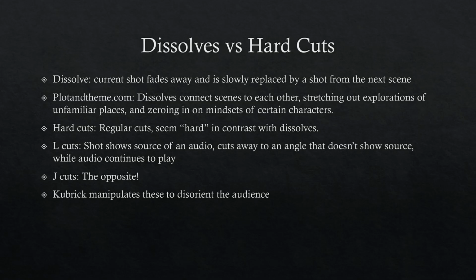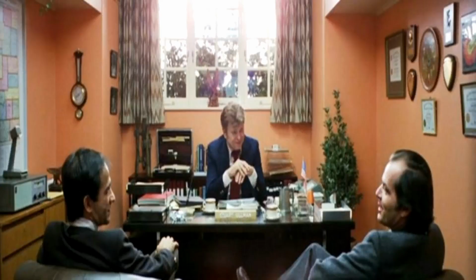Kubrick manipulates these a lot in the opening interview scene where Jack Torrance is being interviewed by Stuart Ullman for the job of the caretaker of the Overlook Hotel. And Kubrick uses these sort of disorienting camera cuts, L cuts, J cuts, and audio manipulation to disorient the audience, to get us wrong-footed, to get us uneasy, because that's a very good building block for a horror film. And we can see here, this is where that takes place.